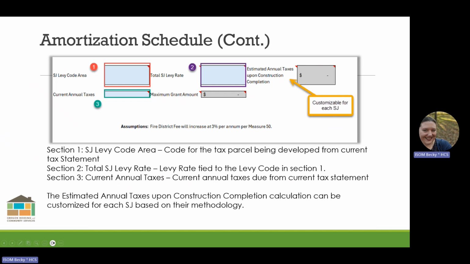These items will assist with determining the maximum grant allowed under the program. This is the last section that can be customized for each sponsoring jurisdiction. When OHCS is provided the calculation being used to determine the estimated taxes upon construction completion, we will put it into your template for you to use.